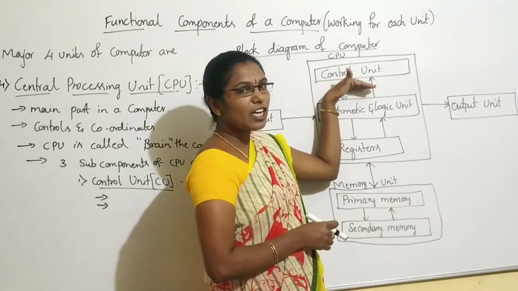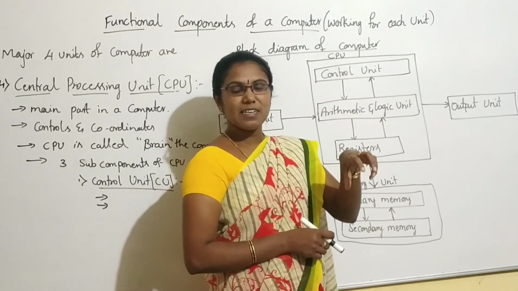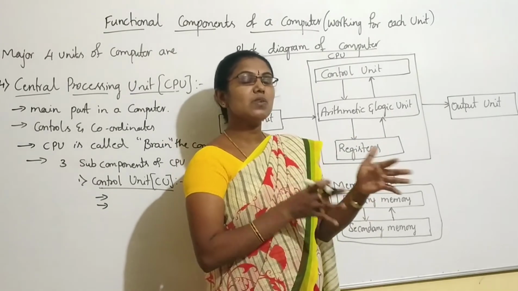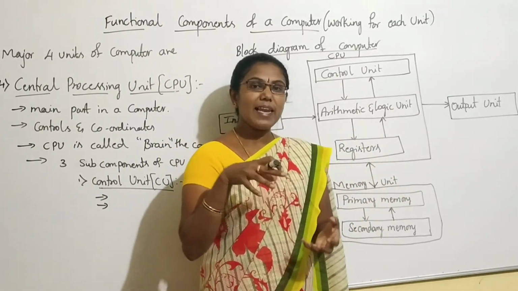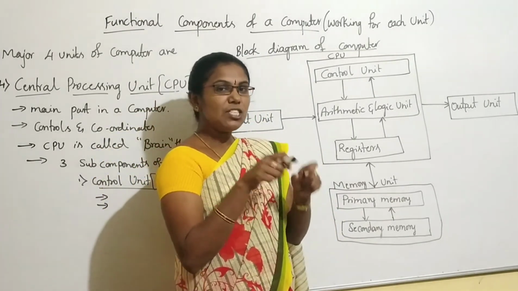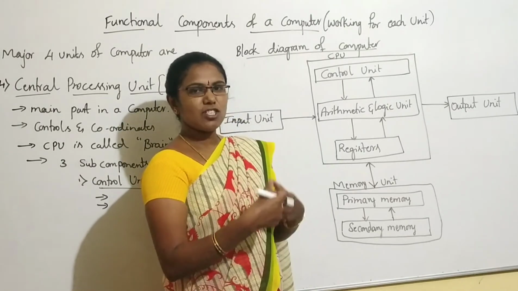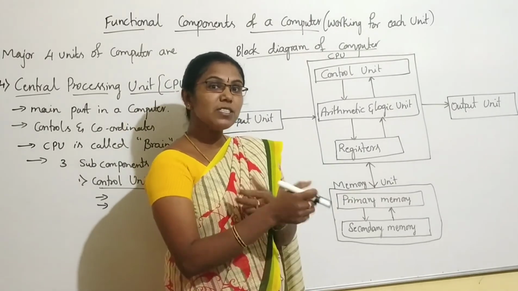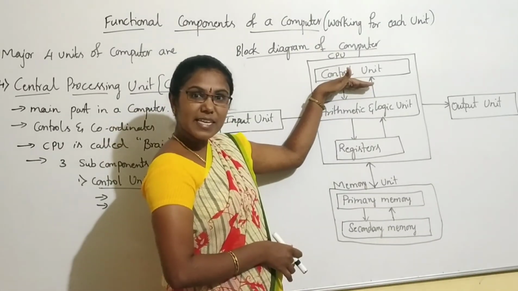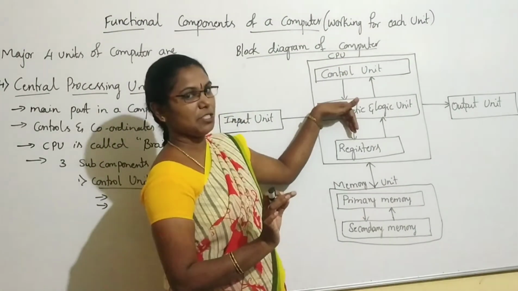The second function of the control unit is that it checks whether any calculation part is involved in the instructions given by the users. Understood? So if there are calculations, that is, if we give some addition, subtraction, multiplication or any logical operations on data to the CPU, then the control unit sends that instruction to the ALU to perform the calculations.